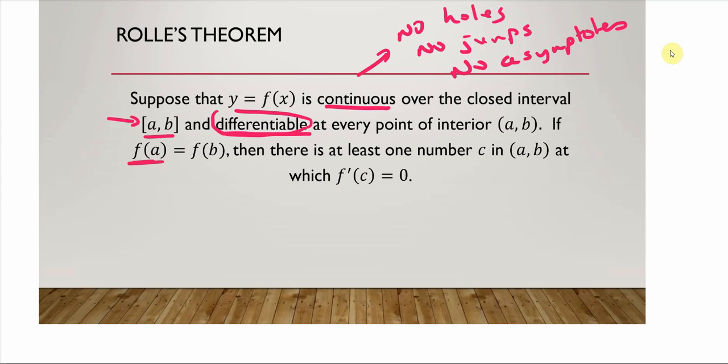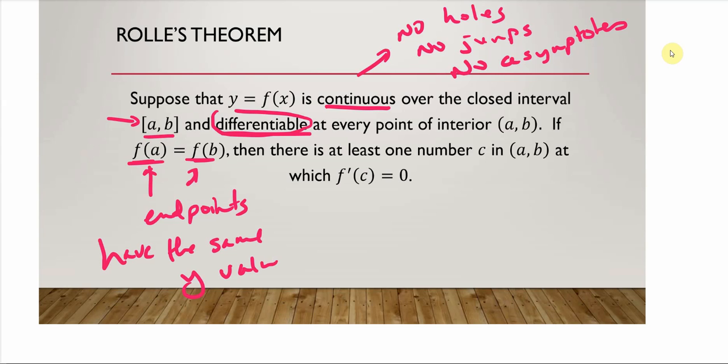If f of a is equal to f of b, now what this right here is saying is that my endpoints have the same y value. Okay, then there's at least one number c between a and b at which the slope will be 0. That's what Rolle's theorem says. Rolle's theorem says, hey, if I have a piece of graph and the y's are the same, you're guaranteed to have one point in between a and b where you're going to have a slope of 0.